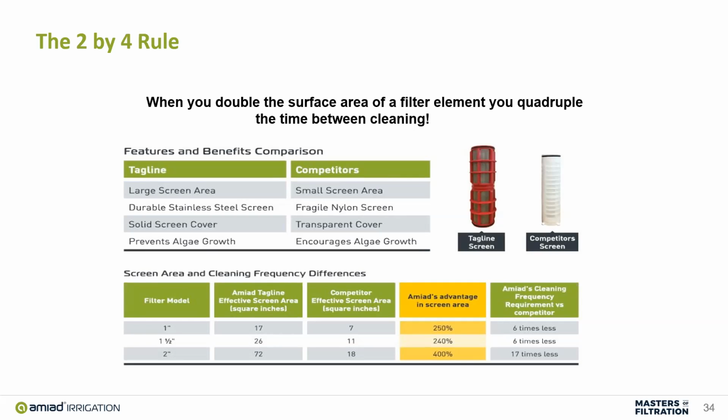Here's where this becomes a benefit to have the larger screen area. Obviously, you can see it's about 250% larger. This translates into 6 times less cleaning. So if you're cleaning every month, you're now taking that down 6 times less if you have a larger screen element. Okay, so that's an important thing to think about when you're sizing your filter. Even if you go manual filter, that's important to think about how often that's going to flush and clean.